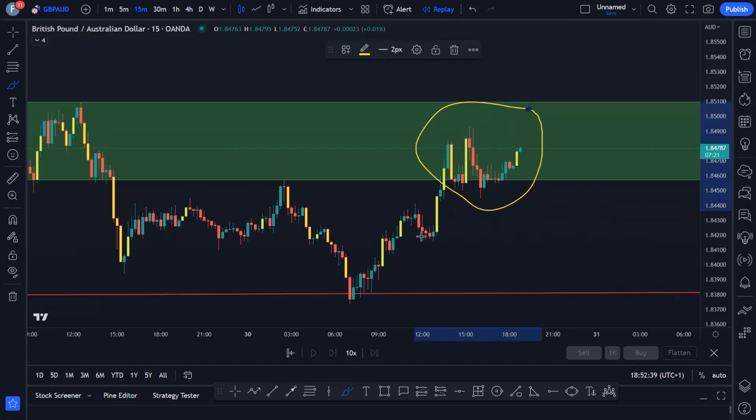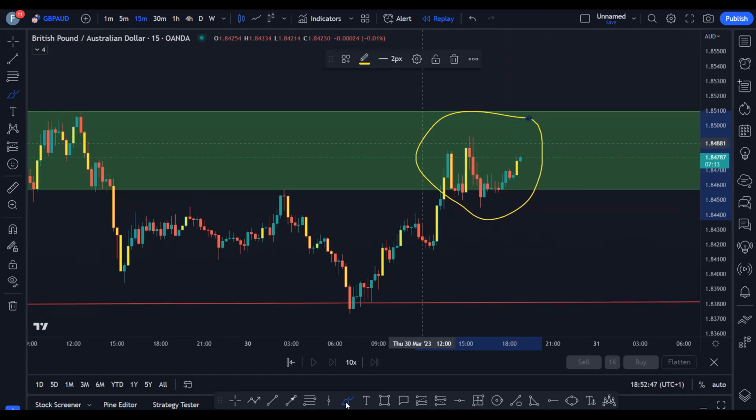Solomon Musa, you're welcome. So let's check out the last pair for tonight. Which pair should we check out? We've checked out gold tonight, we've checked out GBP USD, and we've checked out GBP AUD. Which other pair should we check out?